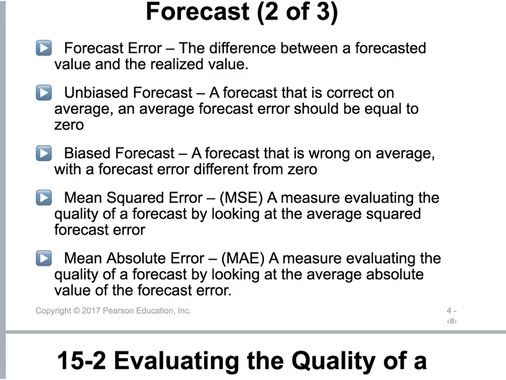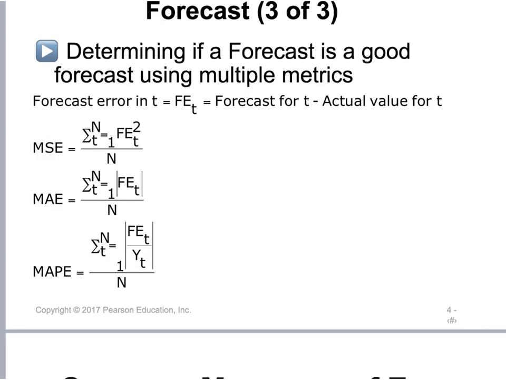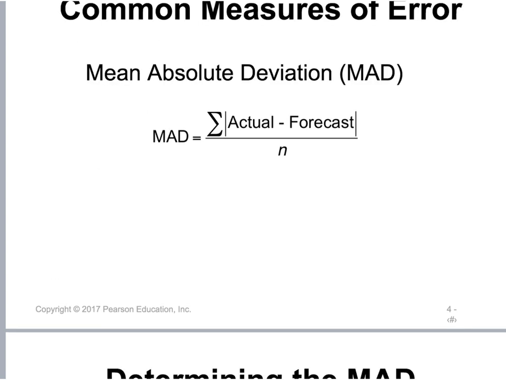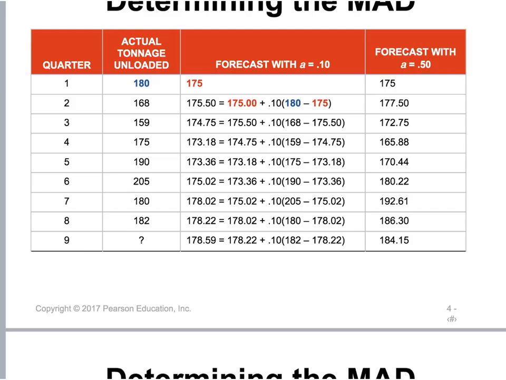In an ideal world, you want to minimize your forecast error, you want to have no bias, and you want to use either the MAPE or the MAD to calculate your forecast error. We'll skip formulas. The formula here for MAD, the mean absolute deviation, is the sum of the absolute value of actuals minus the forecast, divided by n. Hopefully I have an example.